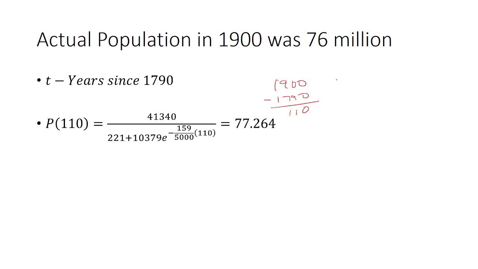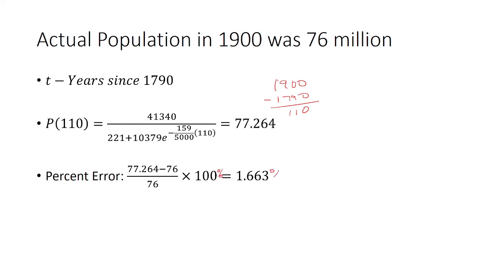So obviously that is an overestimate of the actual population. So we want to find the percent error. So we're going to take our predicted value, our 77.264, subtract it from the actual, and then divide it by 76. And so multiply by 100%. So this is 1.663% is the percent error.